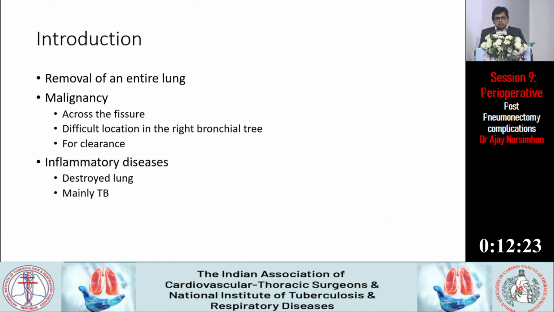So, when do you do a pneumonectomy, or what is a pneumonectomy? It's the removal of an entire lung, mainly done in malignancy when there is a mass across a fissure and a difficult location in the right bronchial tree, even though there are a lot of techniques now to preserve the parenchyma, and sometimes for clearance you might have to do a pneumonectomy. But in our practice, it is mostly for inflammatory diseases, destroyed lung due to tuberculosis with hemoptysis, and a big BPF and all that. Sometimes we are forced to do a pneumonectomy in the intraoperative period because we are not able to get away with smaller resections.